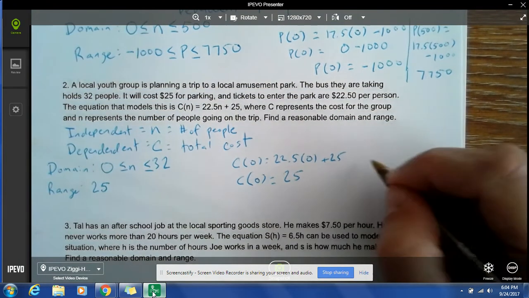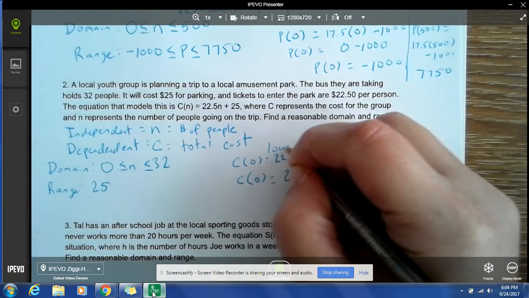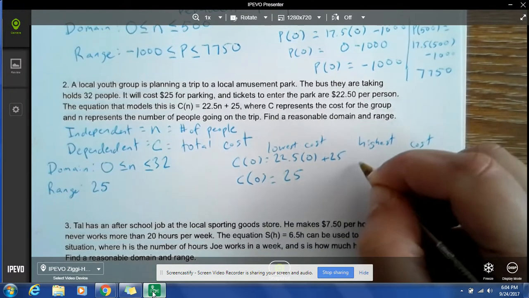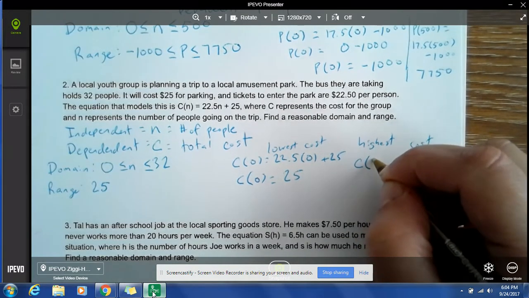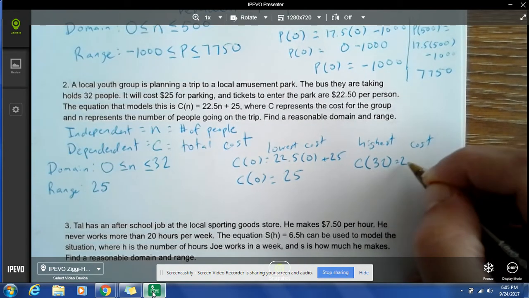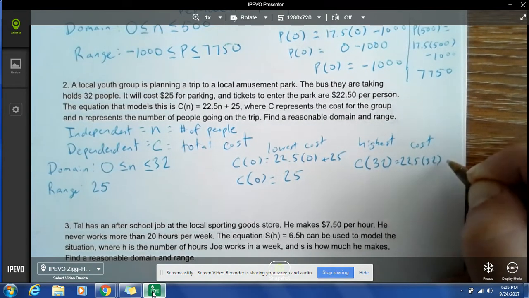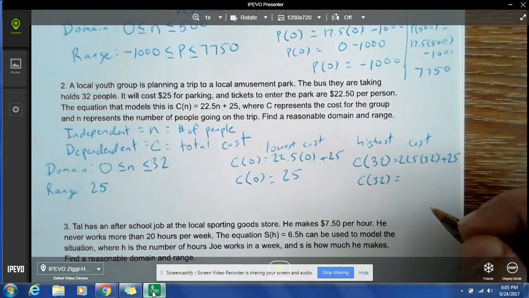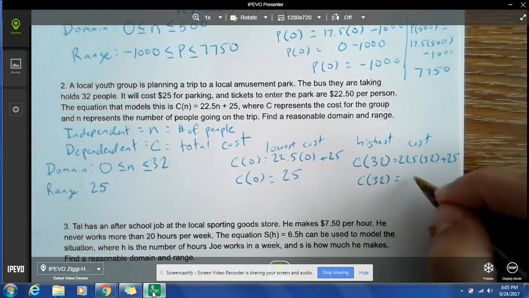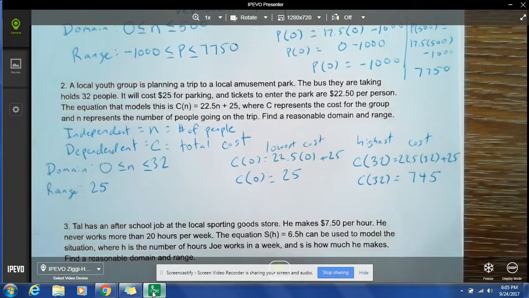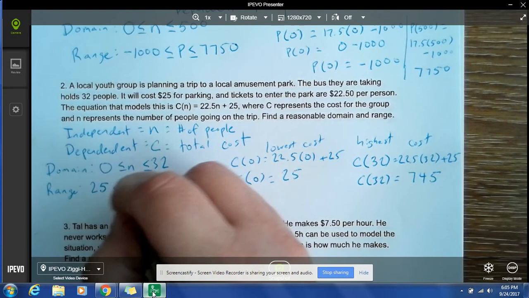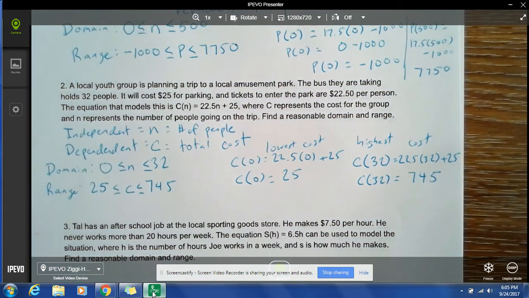The highest cost would be C of 32, which would be 22.5 times 32 plus 25. And the calculation there will come out to $745. So the highest cost we can have is $745. And so C is anywhere from 25 to 745.